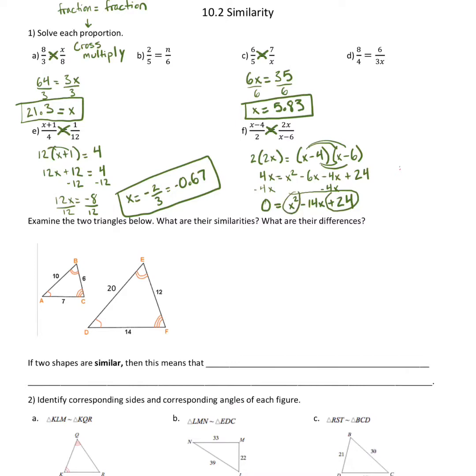Factoring. Okay, what multiplies to 24 but adds to negative 14? Dora the Explorer, go. Very good. Negative 12 and negative 2. And because my a value equals 1, meaning I don't have a coefficient in front of x squared, we can use the shortcut, so I get x minus 2 and x minus 12. Well, that equals 0, which means my solutions are 2 and 12.